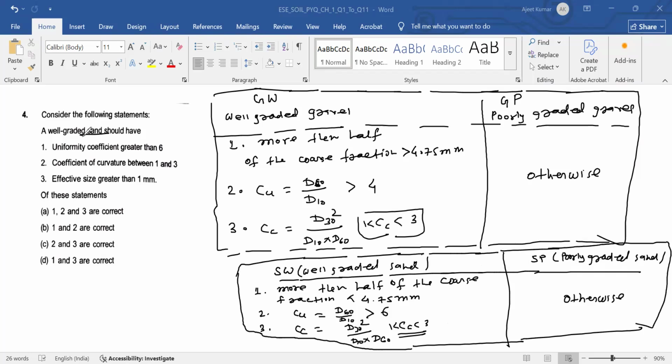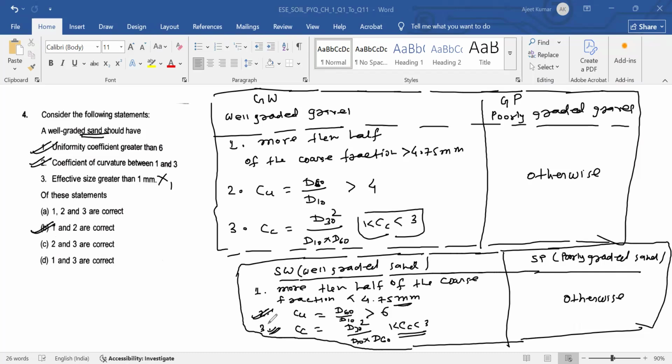So for well-graded sand, uniformity coefficient is greater than 6. Condition 2, correct one. The coefficient of curvature between 1 to 3, correct one. Effective size is greater than 1 mm: no, that is more than half of the coarse fraction must be less than 4.75. So this statement is wrong. So 1 and 2 are correct. So option number B is the correct answer.